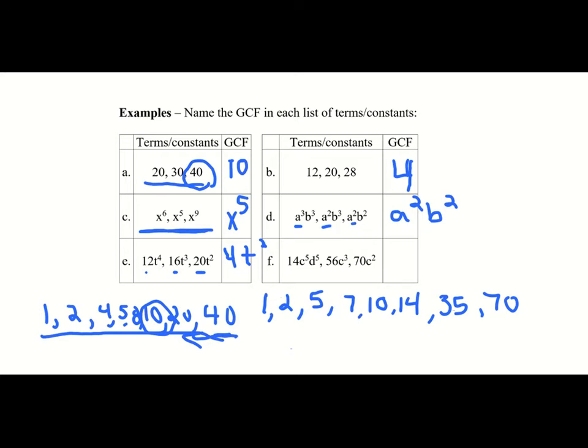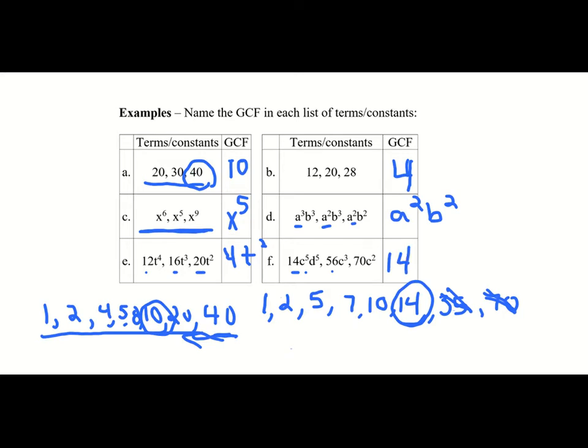I know 70 is obviously not going to work. 35 will not work with 56 or 14. 14 I know works obviously with 14. Let's try 56. I'm going to divide it by 14. I get 4. So my greatest common factor here is going to be 14.